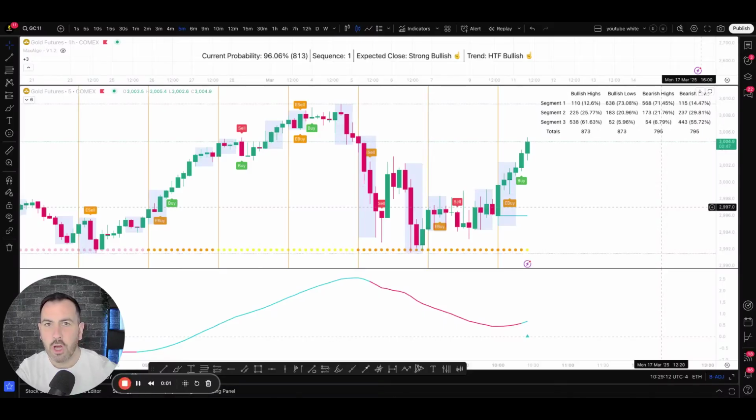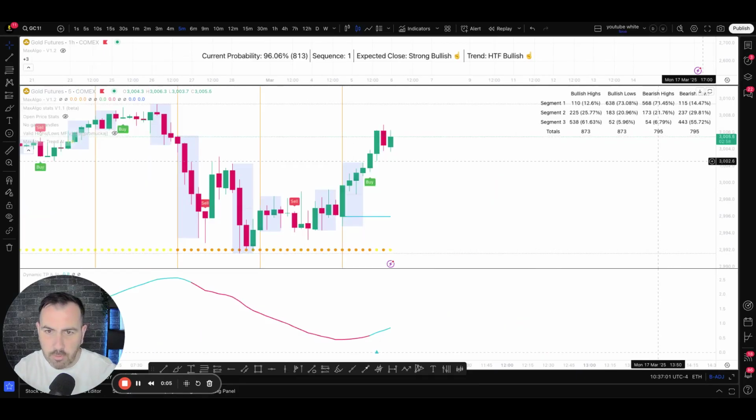So if we jump over to the charts, the 5-minute time frame, you will see that TradingView actually gave us a little bit more data, which means that in a bullish hour, the low has a 73% chance of being in segment 1. And in a bearish hour, the high has got a 71% chance of being in the segment 1. Next, we're going to talk about the algo.